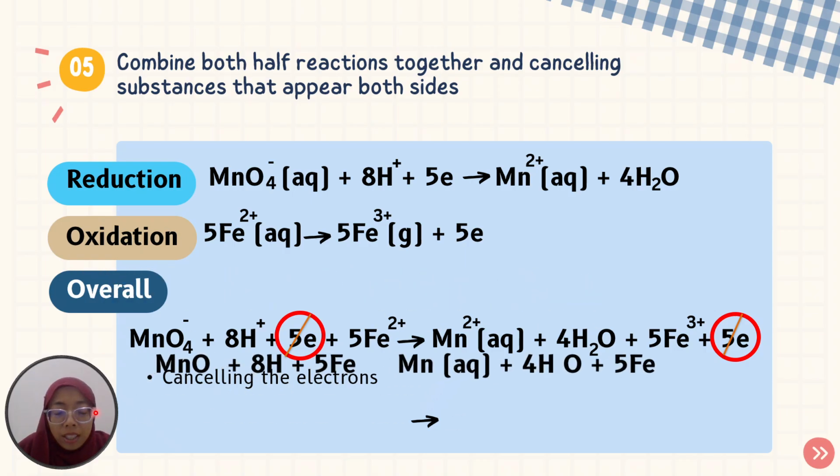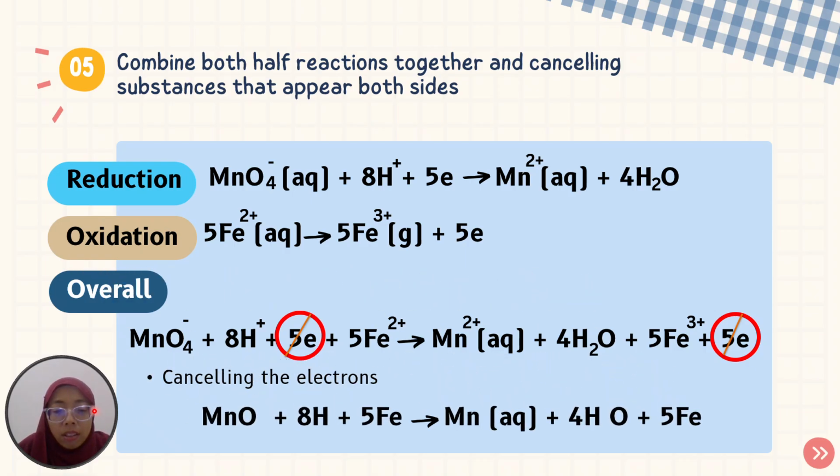So the overall reaction is MnO4 minus plus 8H plus plus 5 Fe2 plus, producing Mn2 plus plus 4H2O plus 5 Fe3 plus.